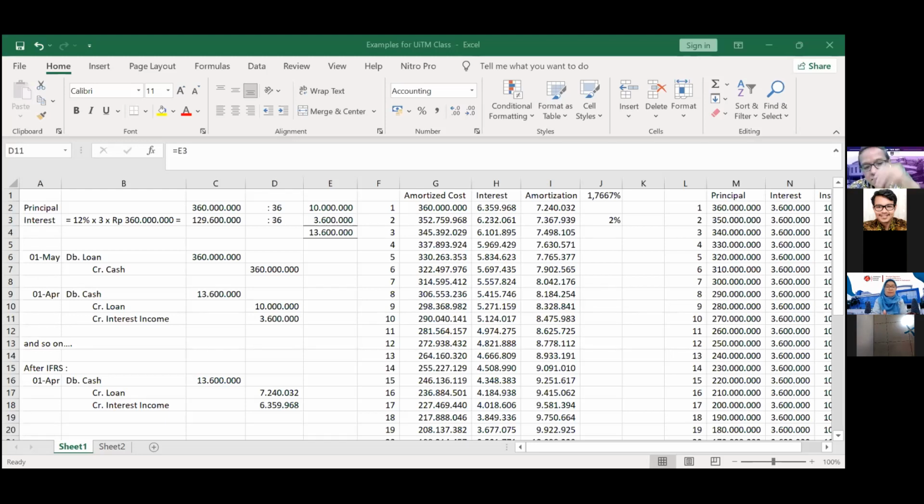I think that is my lesson learned after continuing to follow the development of accounting standards since 1995, up to now. Lesson learned that we can conclude, I think.